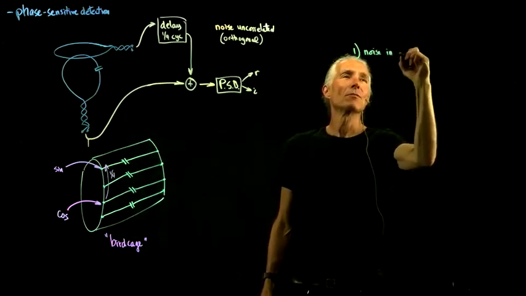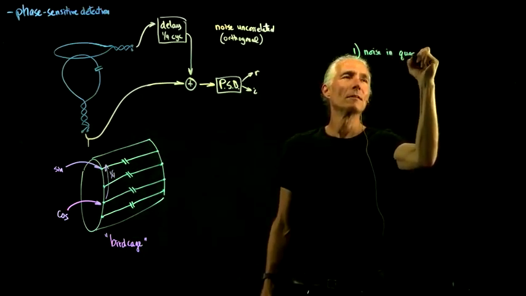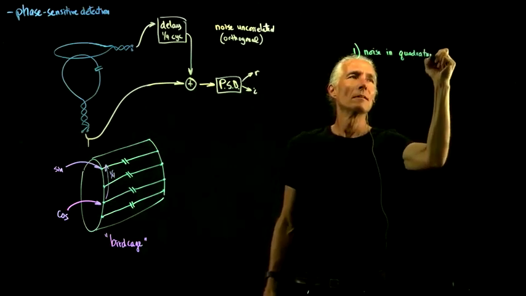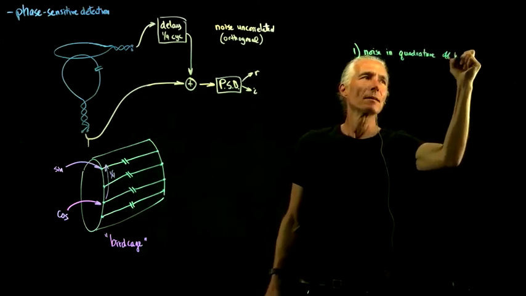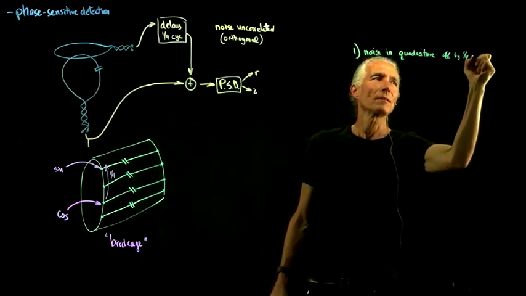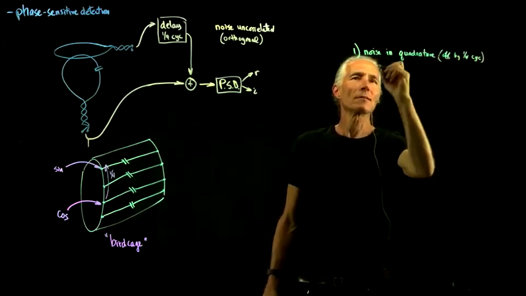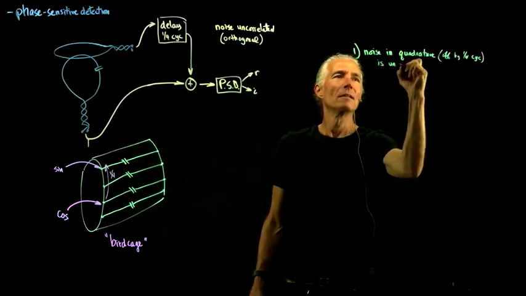So noise in quadrature coils, that means off by 1/4 cycle, is uncorrelated.